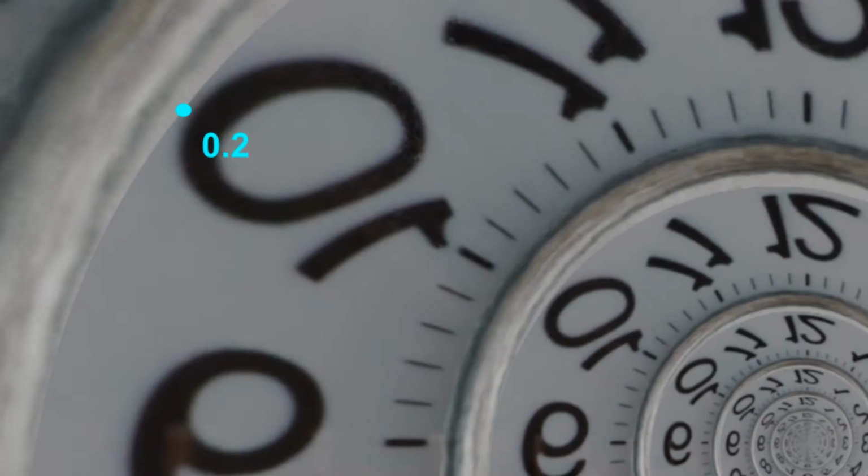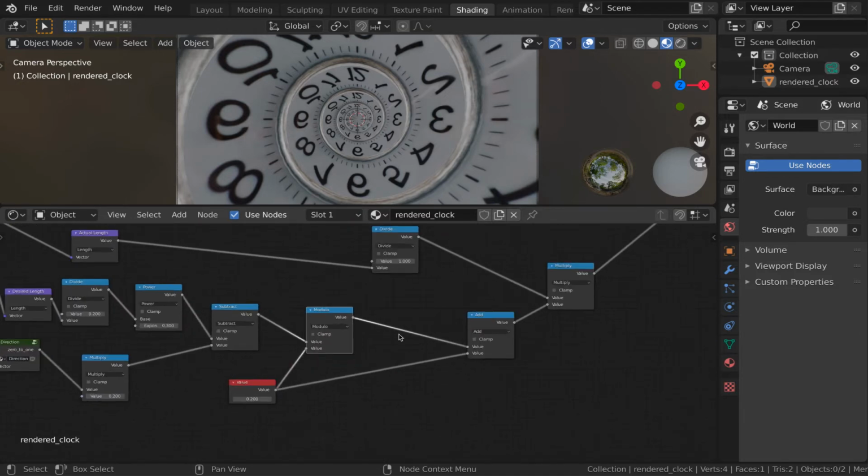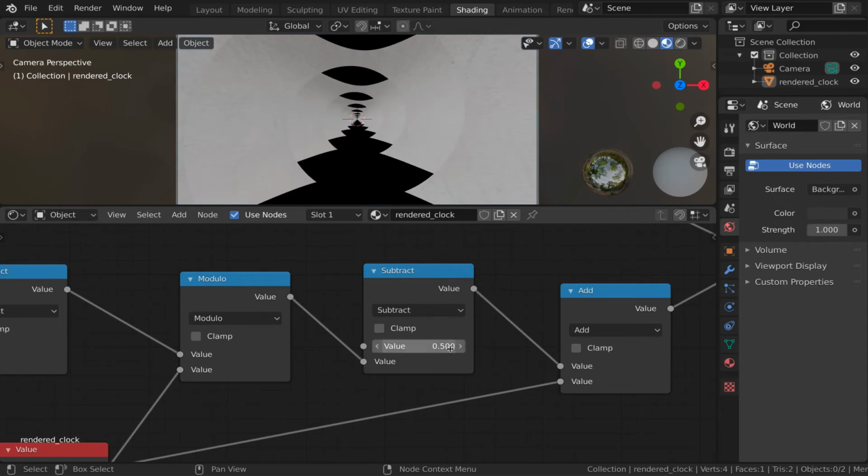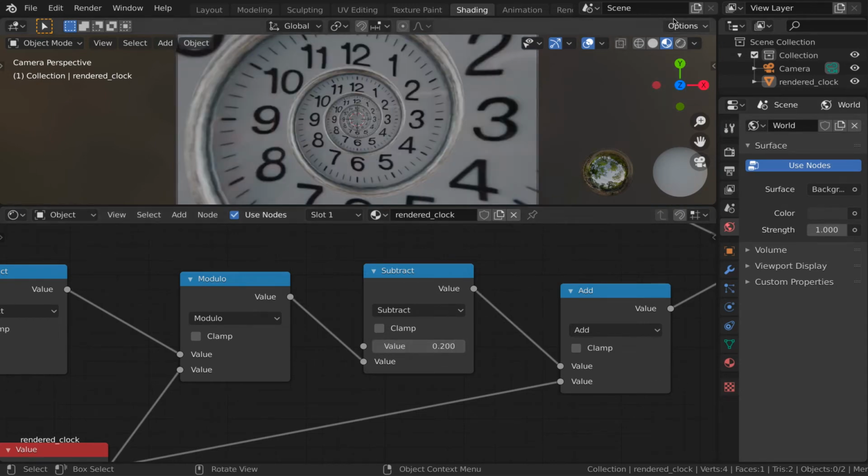Recall that we were sweeping through our ring-shaped region from radius 0.2 to radius 0.4. We're still doing that, but we're doing it as we head toward the center, instead of as we move away. We can sweep through that ring in the opposite direction by subtracting the modulo value from 0.2, just like this.